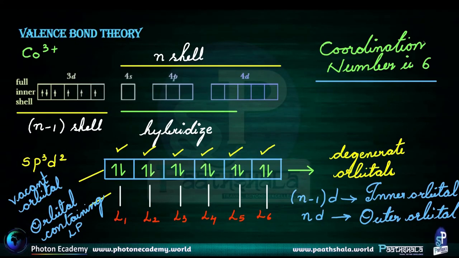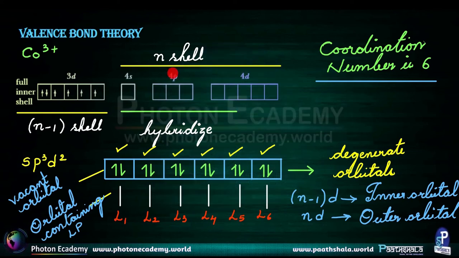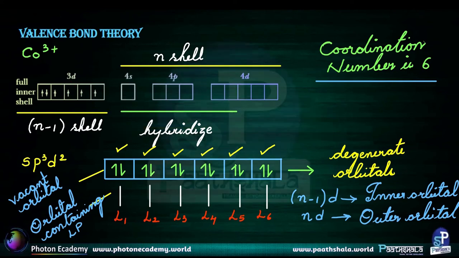In this case, we can clearly see that the d orbitals of the n shell, that is, the nd orbitals or the outer nd orbitals, are involved in hybridization. But in cases where we see the d orbital of the n-1 shell involved in hybridization, we also get to witness something known as force pairing.